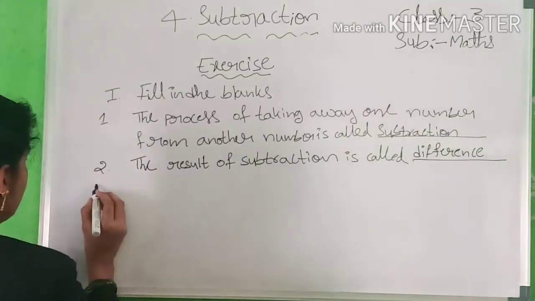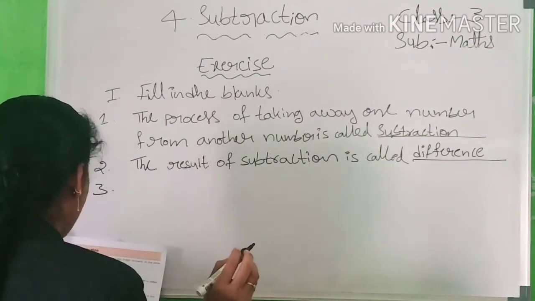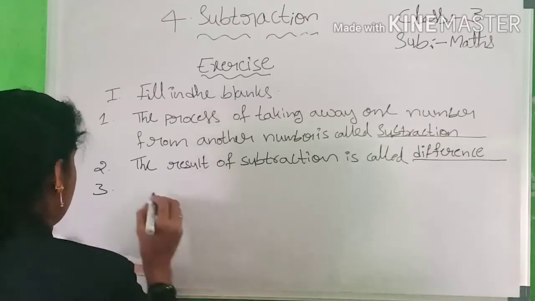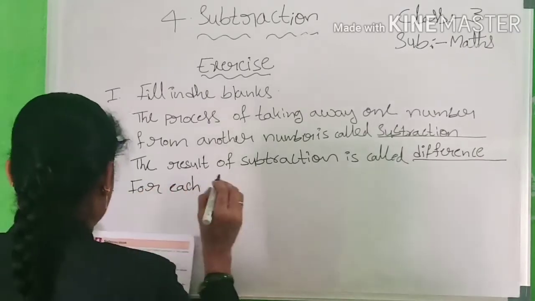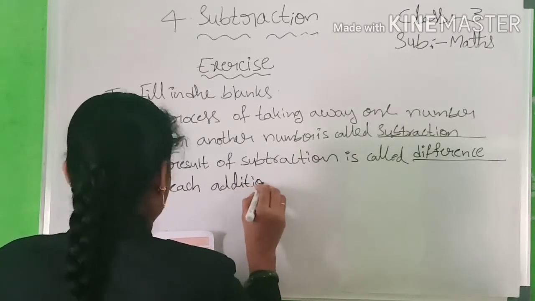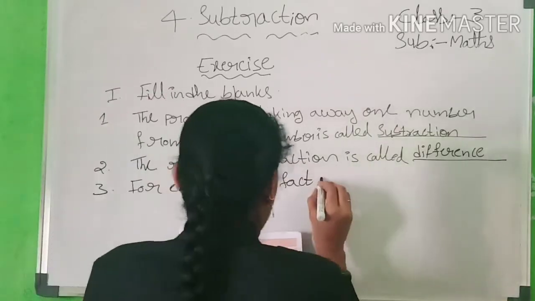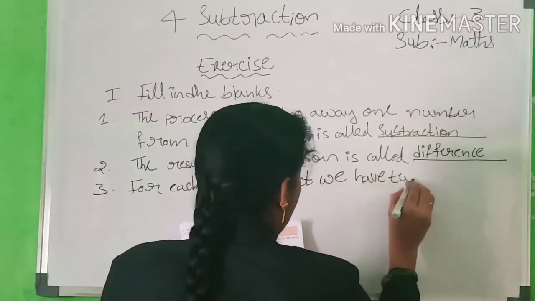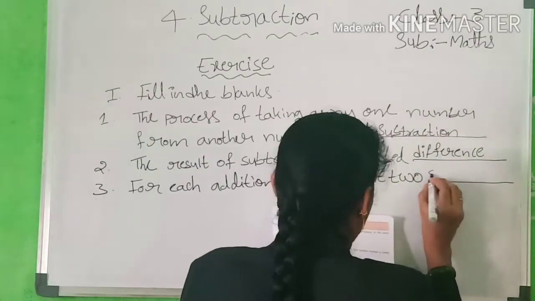Okay, next, third one. For each addition fact, we have two subtraction facts. For each addition fact, we have how many subtraction facts, children? 2 subtraction facts.